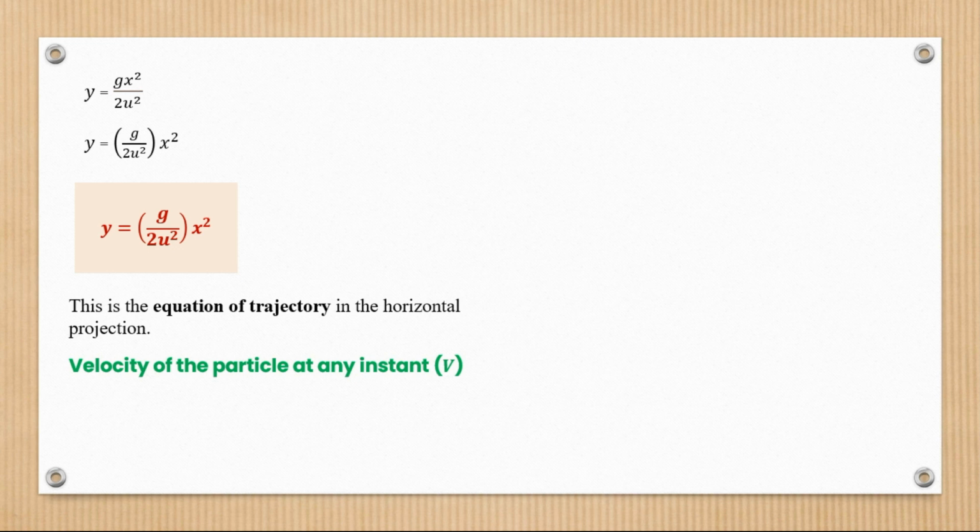projection. How about if we look at the velocity of the particle at any instant v? How do you work on that? So we know that vx is equal to u cos 0, but we know that cos of 0 is 1, so vx is u. So also remember that vy is equal to u sin 0 plus gt, and then we remember saying that vy is equal to gt.